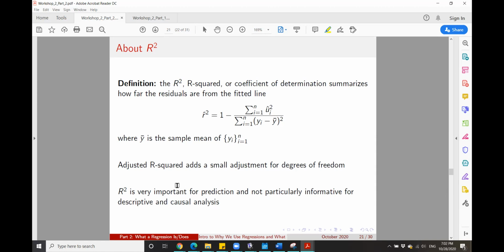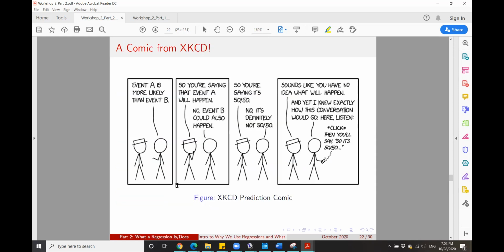Also, focusing too much on it can lead to attempts at overfitting, which is also not helpful. Okay, a comic from XKCD, because why not? Lighten this a little bit.